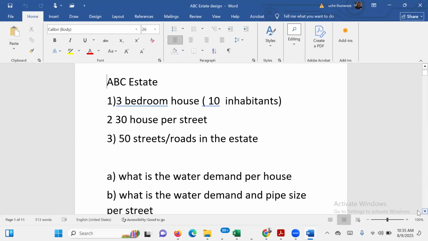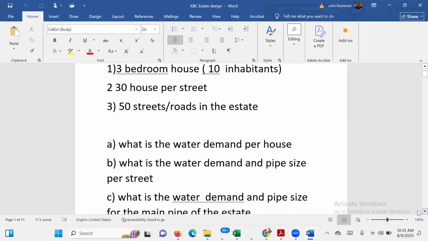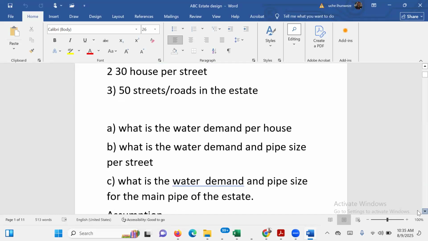But when it comes to streets that have 30 houses, then probably the pipe size needs to be kind of appreciable. So we need to design it. Then the next question says, what is the water demand and pipe size for the main pipe of the estate? So there are 3 layers of question here. Number one is that this estate is made up of 3-bedroom houses. And in each street of the estate, there are 30 houses. And then there are 50 of such streets in the estate.